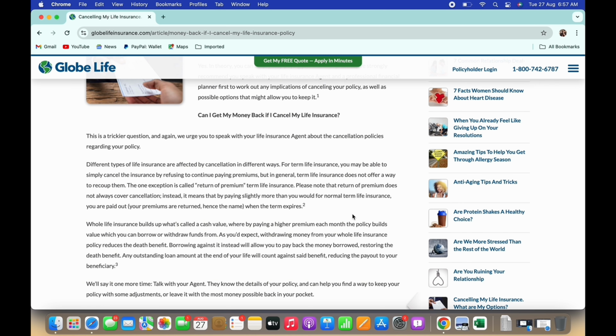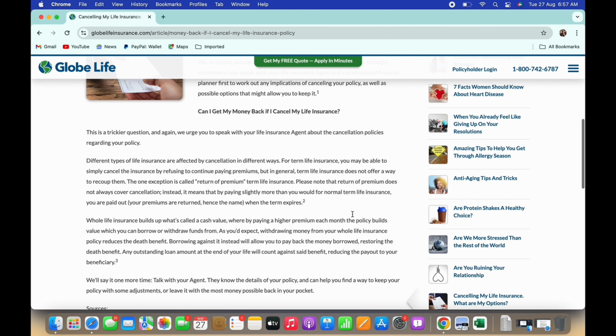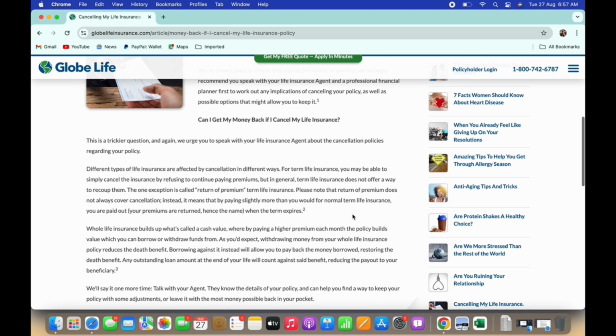For term life insurance, you may be able to simply cancel the insurance by refusing to continue paying premiums, but in general, term life insurance does not offer a way to recoup them. The one exception is called return of premium term life insurance. Please note that return of premium does not always cover cancellation. Instead, it means paying slightly more than you would for normal term life insurance. You are paid out when the term expires.